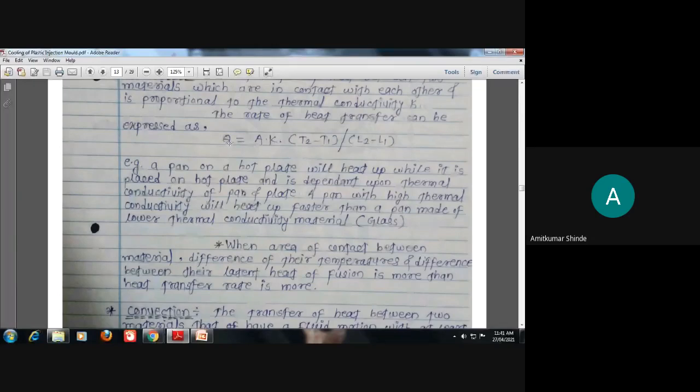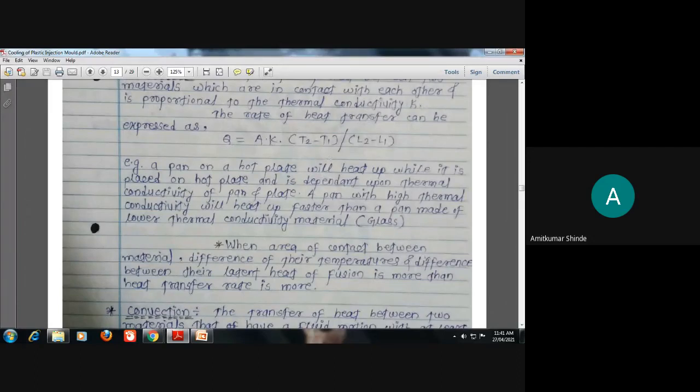In this formula, clearly understand that this A is nothing but the area of contact between two materials. When the area of contact is more, then the rate of heat transfer is also more. And if the area of contact is less, then the heat transfer rate is also less. Means the rate of heat transfer is directly proportional to the area of contact between two materials, and it is also directly proportional to this ratio.